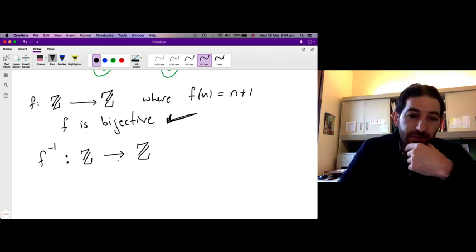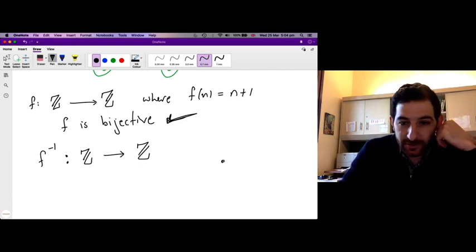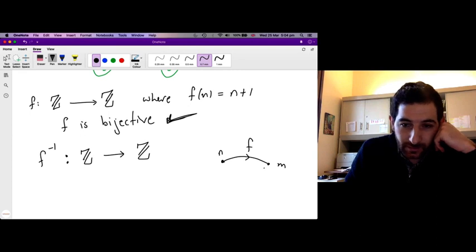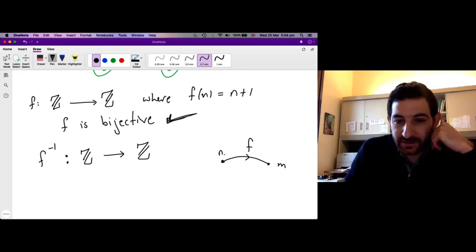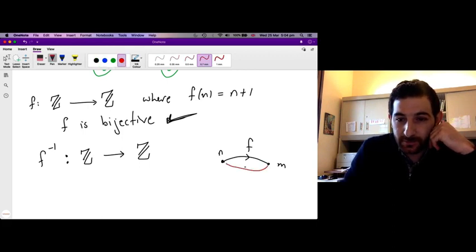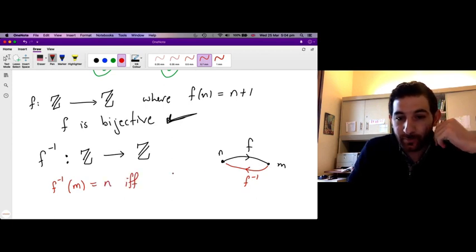Okay, let's choose some m. Suppose this is n and its image is m under f. Then since f is bijective, this is the unique pre-image, and we expect f inverse to send m to n. So this means f inverse of m is n, by definition, if and only if the image of n under f is m. So if and only if f of n is m.